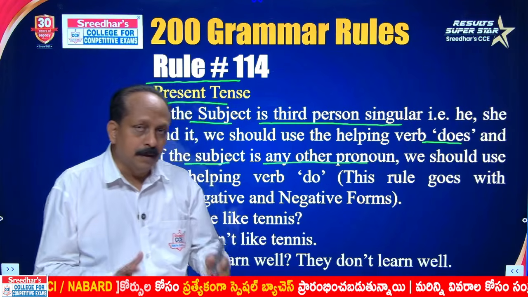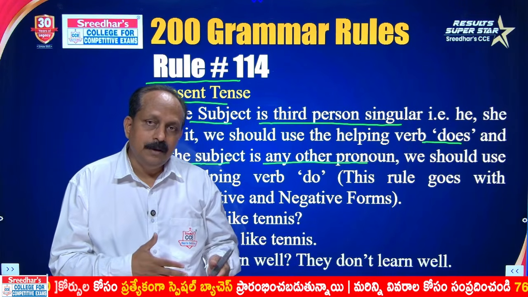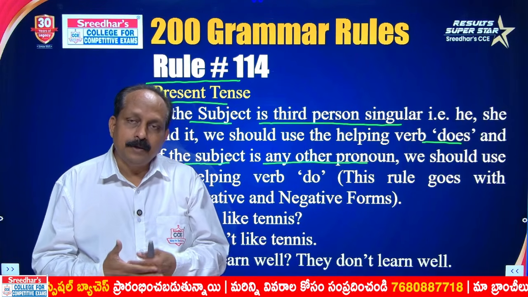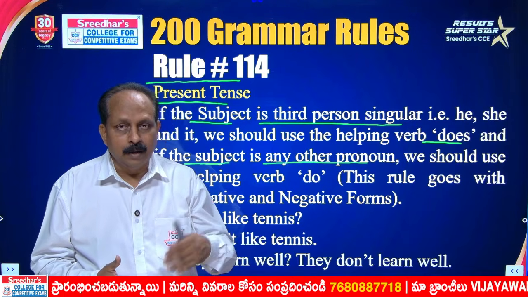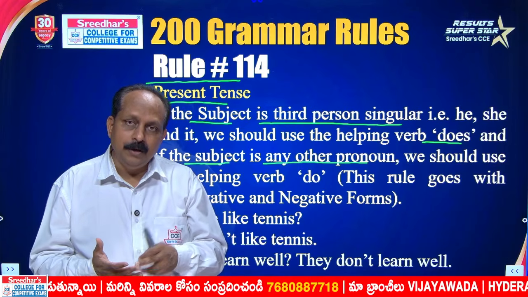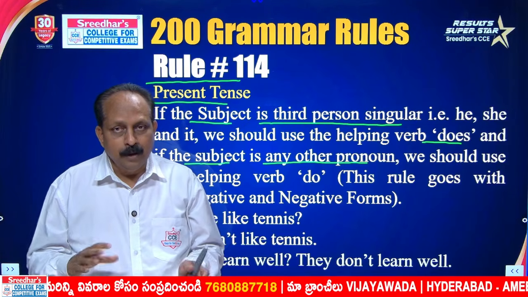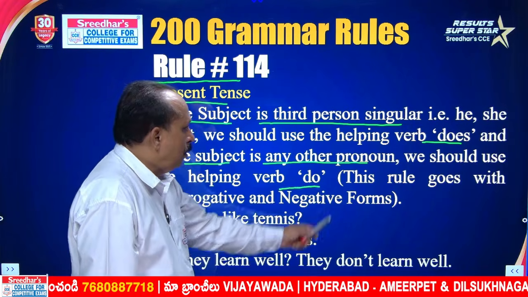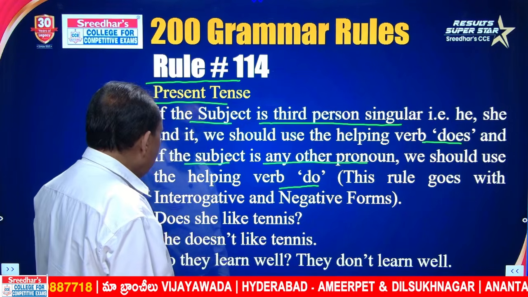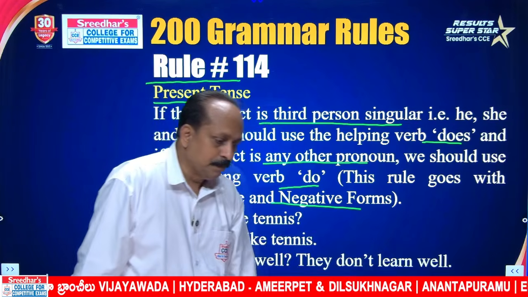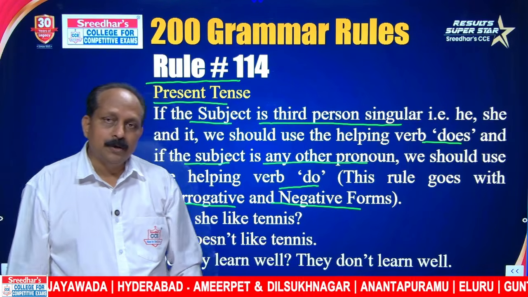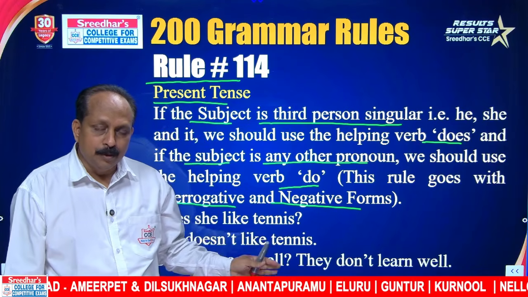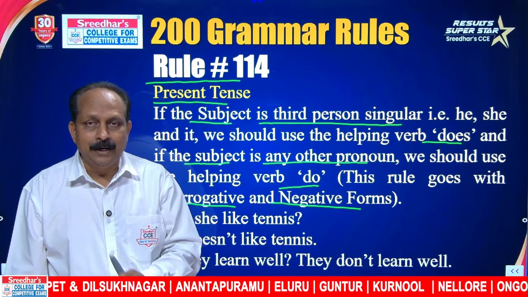Here, if the subject is third person singular, that means he, she, and it, we should use a helping verb does. If the subject is any other pronoun, what are the other pronouns? I, we, you, and they. For other pronouns we should use do, the helping verb do. But this rule goes with interrogative and negative forms. This is not applicable when it comes to the affirmative form, and the first rule goes only with the affirmative form. This rule goes only with interrogative and negative forms.